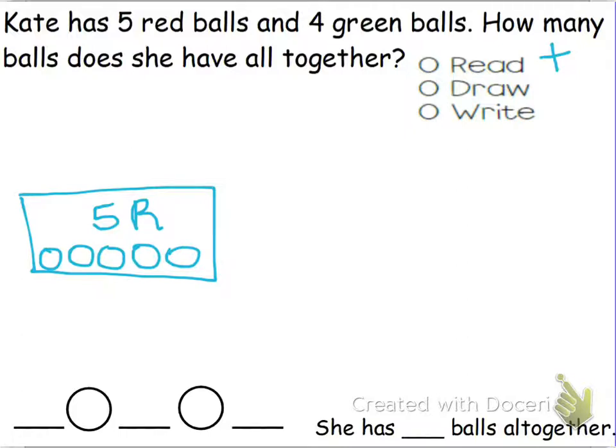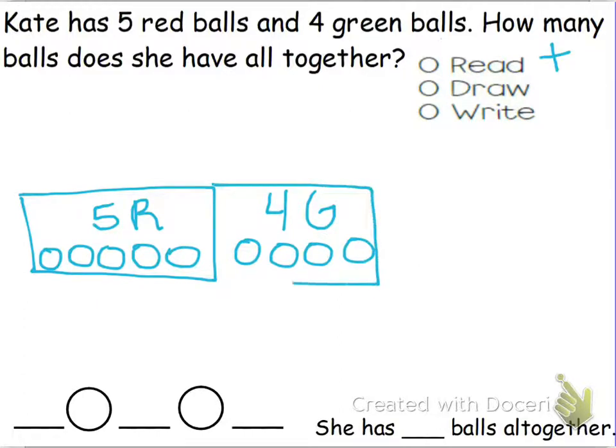And 4 green balls. So now I need to draw the 4 green balls. So 1, 2, 3, 4. I'm going to label it just because, remember, a tape diagram is a picture with labels. So I'm going to do a letter and a number. So I already did 4, and I'm going to label it also with a G for green. So 4 green balls, 5 red balls.